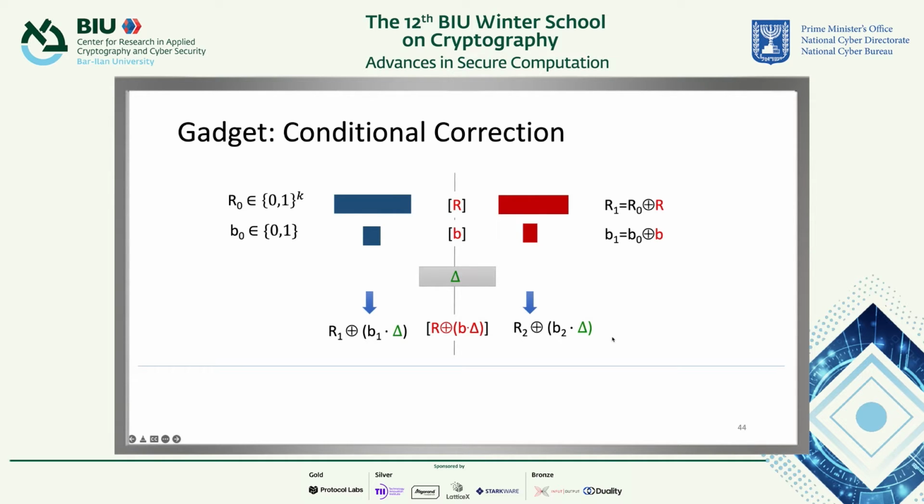What does that give us shares of? Well, the R1 and the R2 are already shares of capital R. And the fact that I've got B1 times delta plus, if I put our shares together, B2 times delta, this gives me exactly plus B times delta. Because remember, B is B0 plus B1.